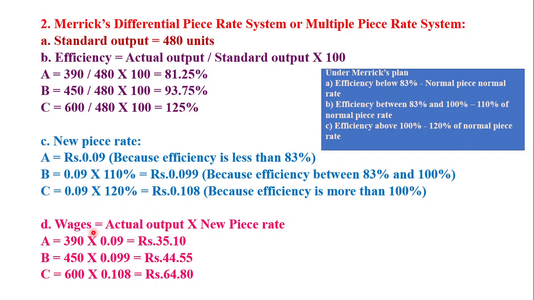Then we should calculate the wages. The formula for wages is actual output into new piece rate. So actual output for workers A, B, C is 390, 450 and 600 respectively, and the new piece rate we have just calculated, that we should take. Then multiply. We will get the wages under Merrick's differential piece rate system: for worker A 35.10, B 44.55 and C 64.80.